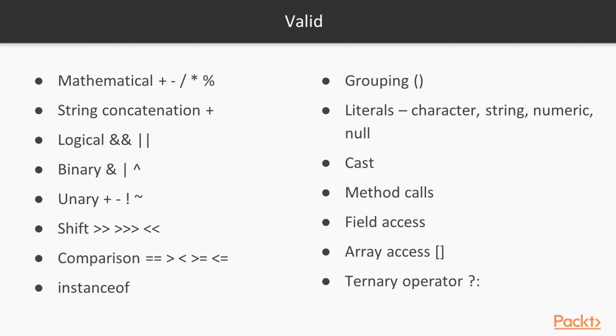This is a list of valid operators and expressions and keywords you can use with data binding. Concatenate two strings, or add, subtract, or divide any type of integer value. You can use logical values, double ampersands, or double pipe symbols to do an or. You can use binary, unary, you can shift, you can do comparisons, you can do ternary operators. And what's actually very nifty, you can access collections using array notation like you can in other languages such as JavaScript.